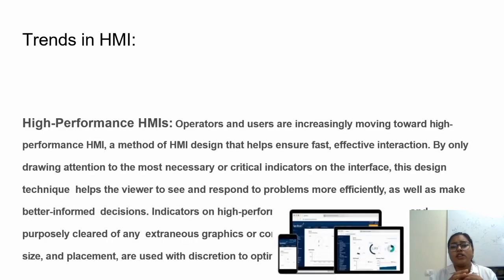Now, what are the trends in HMI? High performance HMIs. Operators and users are increasingly moving toward high performance HMI, a method of HMI design that helps ensure fast, effective interaction. By only drawing attention to the most necessary or critical indicators on the interface, this design technique helps the viewer see and respond to problems more efficiently as well as make better informed decisions. Indicators on high performance HMIs are purposely cleared of any extraneous graphics, and computer size and placement are used with discretion.